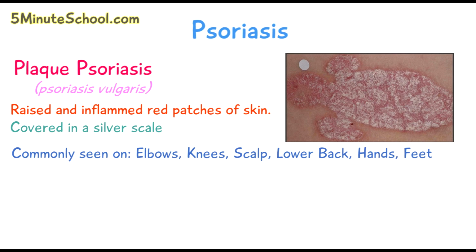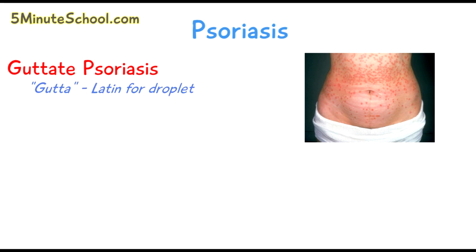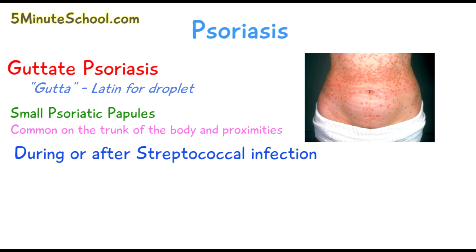Guttate psoriasis is another type, and the Latin for gutta basically just means drop. So these are very small droplets of psoriasis, very small papules which appear over the trunk and the proximal surfaces of the body, and it usually occurs after a streptococcal infection. So it can either occur alongside the infection or sometime after.